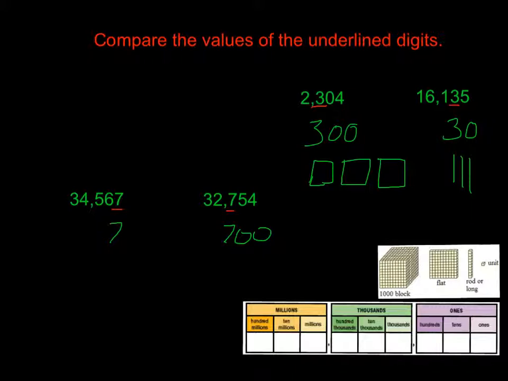So I have my 700, because my 7 is in the hundreds place. Here I have 7 in the ones place, so I have my 7. So now I have 7 and 700. Now, how many spaces did I have to move over? If we look down here at our place value chart, and let's say we draw in our 7, our 7 is going to be in the ones section. And then we have our 700, which is going to be in the hundreds section.